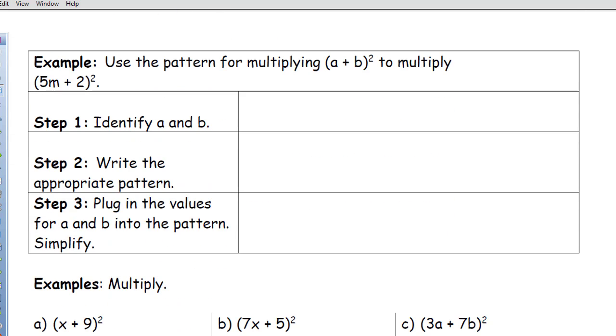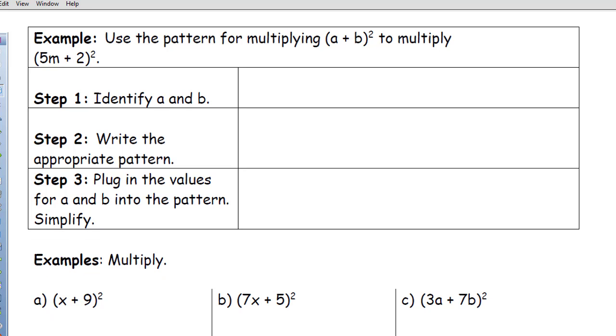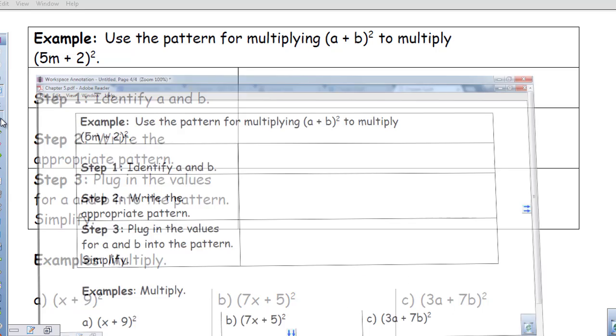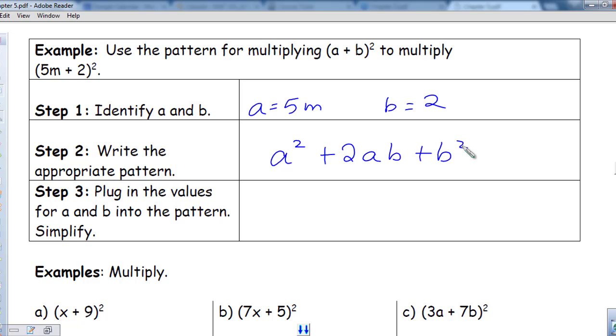All right, so here are some steps to help us do that. It says use the pattern for multiplying a plus b squared to multiply 5m plus 2 squared. So first of all, it says identify a and b. And you can do this mentally, but we're going to write it out this time. So a for us is what? 5m, and then b is 2. Okay, so write the appropriate pattern. Since we're squaring a plus b, we want to get a squared plus 2ab plus b squared.